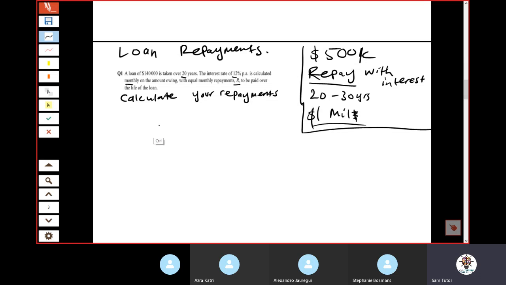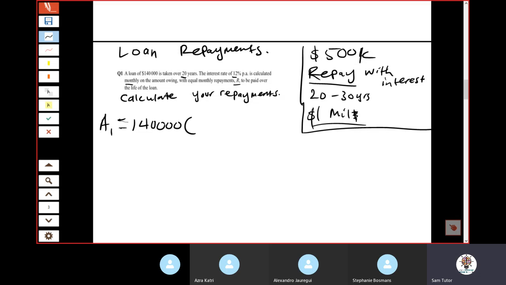Calculate your repayments, that's it. Each of your monthly repayments. Okay. A1. Okay, anybody know what A1 would be? It definitely is 140,000. Alex, you want to say it? No, I was just going to say we start with 140,000. Yeah, okay, good. We start off with 140,000, that's fine.